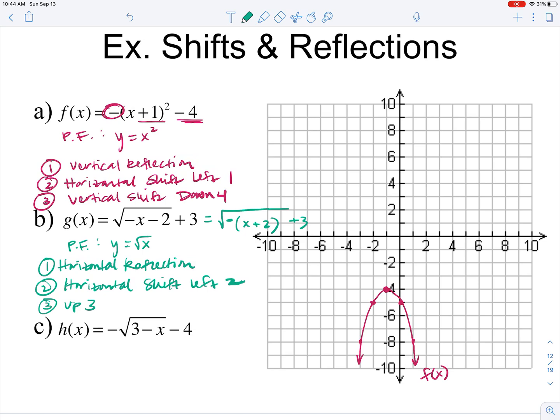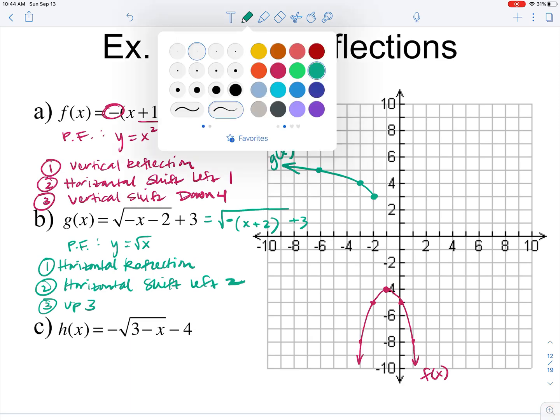So the point that was at 0, 0, horizontal reflection wouldn't go anywhere, shift left 2, up 3. Okay, the point that would have been at 1, 1 for the parent function, horizontal reflection would be at -1, 1, and then we go left 2, up 3, landing me at -3, 4. And then from there, I can graph additional points, or I can think, okay, the point that was at 4, 2, horizontal reflection would be at -4, 2, left 2, up 3. Okay, so there's the graph of g of x.